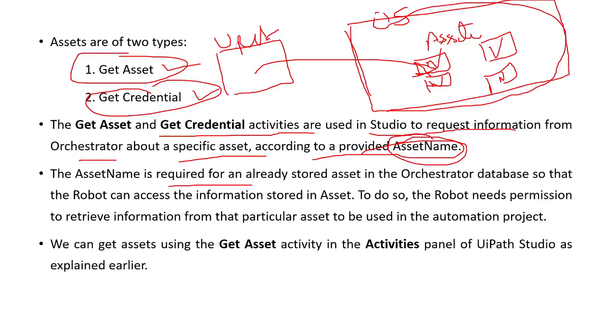The asset name is required for an already stored asset in the Orchestrator database, so that the robot can access the information stored in the asset. To do so, the robot needs permission to retrieve information from that particular asset to be used in the automation project. Obviously, giving permissions means doing configurations, and that configuration is also easy. In the Orchestrator server we can get an asset using the Get Asset activity, and you can get a credential using the Get Credential activity.